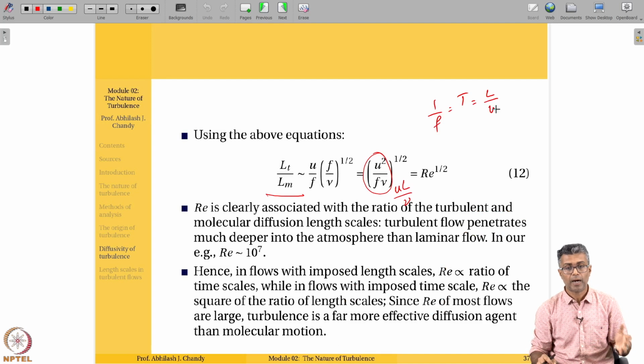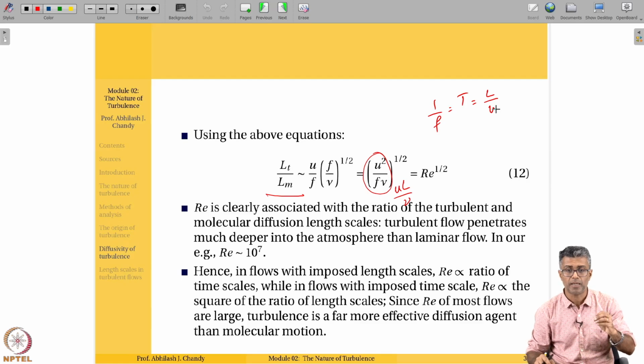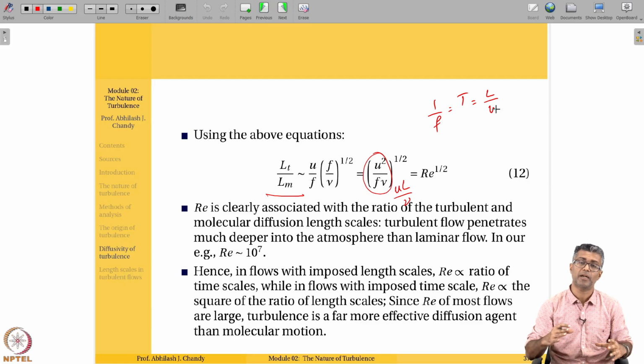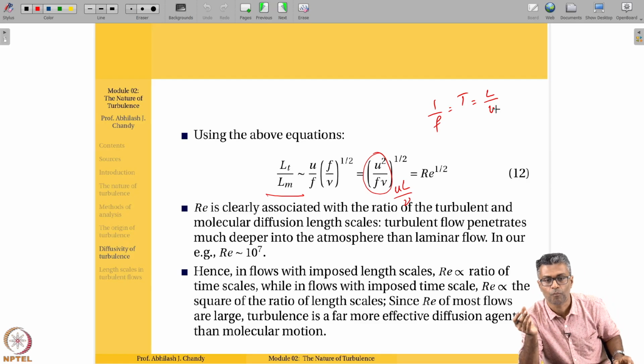For example, in our case, the atmospheric boundary layer is approximately 10 to the 7. So that gives you an idea what LT over LM is. It is 10 to the 7 to the half. Right? So approximately 1000 and more than 1000. But what this means is you have a thicker boundary layer with increase in Reynolds number. So turbulent flow is penetrating much deeper.